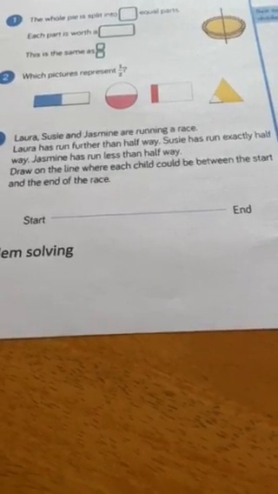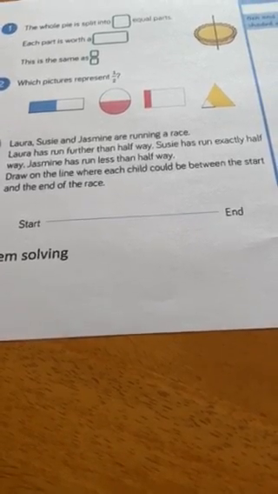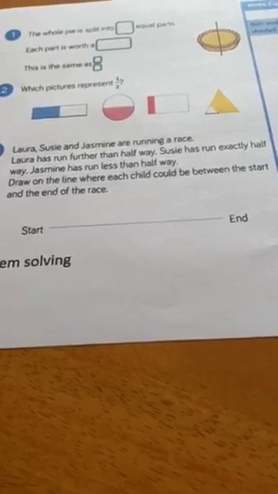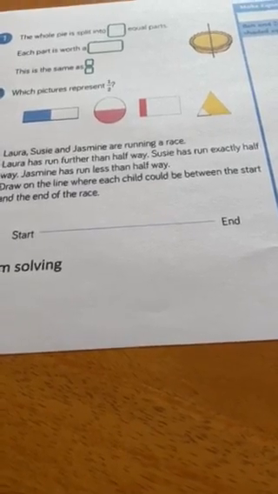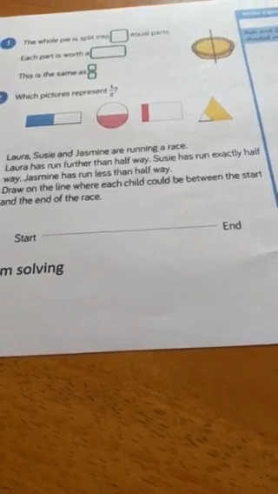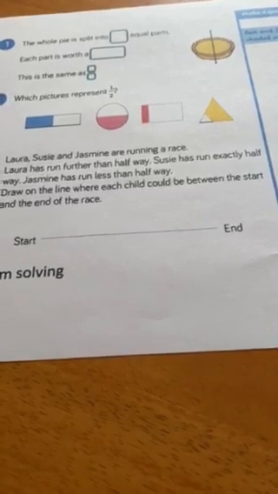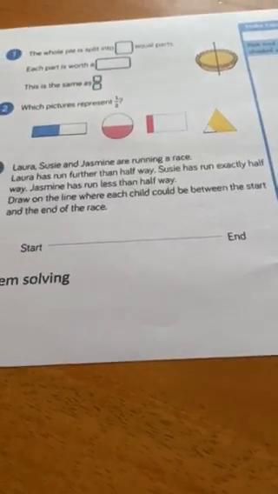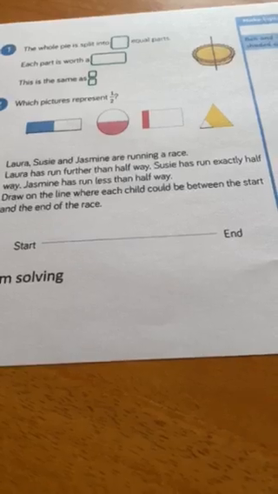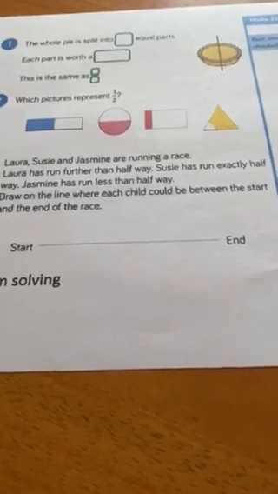If you look at the last one, we've got Laura, Susie and Jasmine running a race. Laura has run further than halfway. Susie has run exactly halfway. Jasmine has run less than halfway. Draw on the line where each child would be between the start and the end of the race. I'm going to give you a little clue. It might be helpful if you put the one who has run exactly halfway down first before you add the other 2 in. Enjoy it.